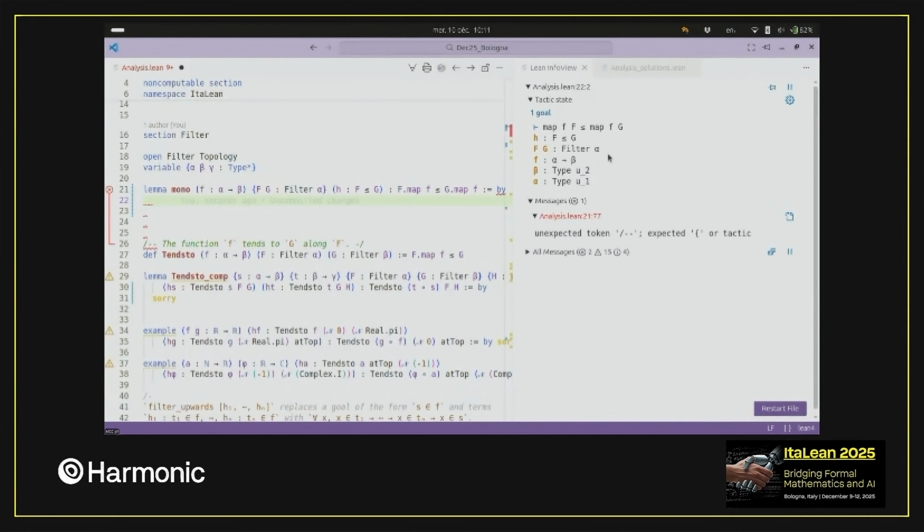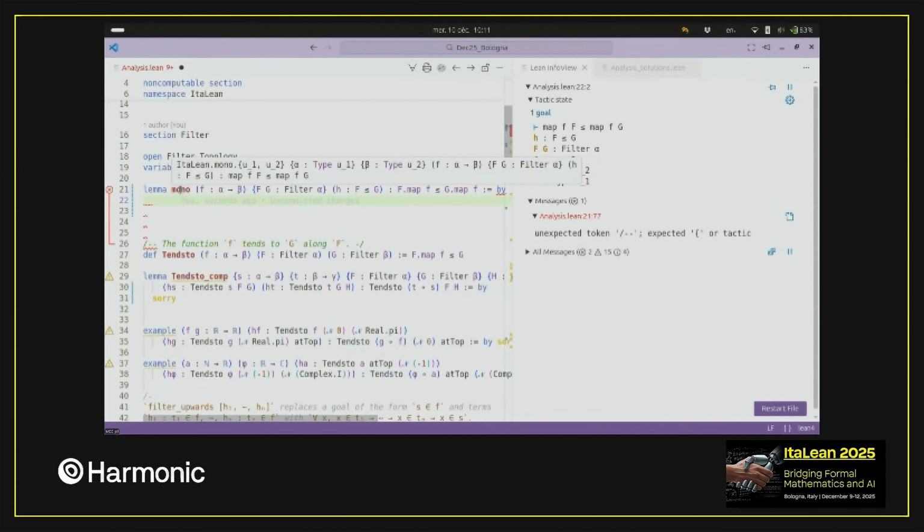So I'm giving myself a function from alpha to beta. Alpha and beta are two types. I have a filter in alpha and a function from alpha to beta, and I suppose that f is less or equal than g. Perhaps now you have forgotten what it means; I will remind you in a minute. And I want to show that the push forward of the filter f is less or equal than the push forward of the filter g. So that's why I called my lemma mono.